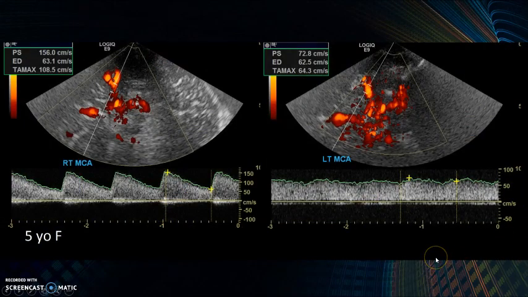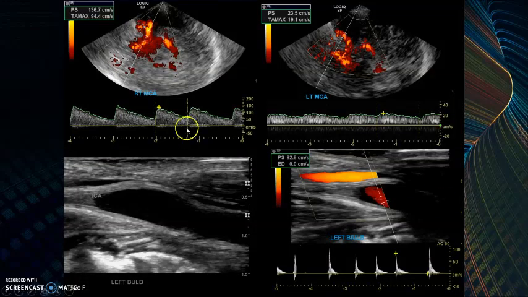Here is a 5-year-old female that has normal flow on the right, and on the left middle cerebral artery there was an abnormal waveform which appeared pretty flat with low velocities. This patient had stenosis of the MCA.